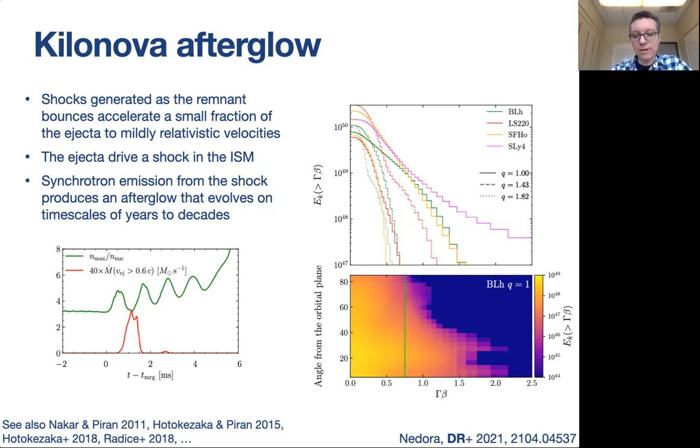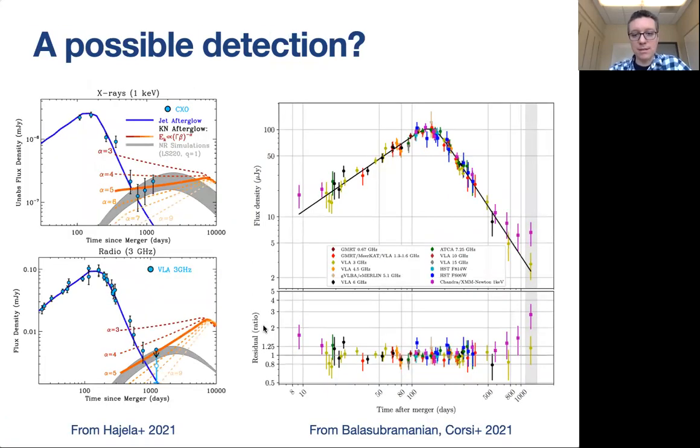Recently, with a student in Jena, Sebastiano Bernuzzi's student Vsevolod Nedora, we have done a careful analysis. He wrote a code to estimate the synchrotron emission from these simulations, basically taking the output from these simulations, evolving them with semi-analytical equations, and computing kilonova afterglow light curves, and we find some interesting results.